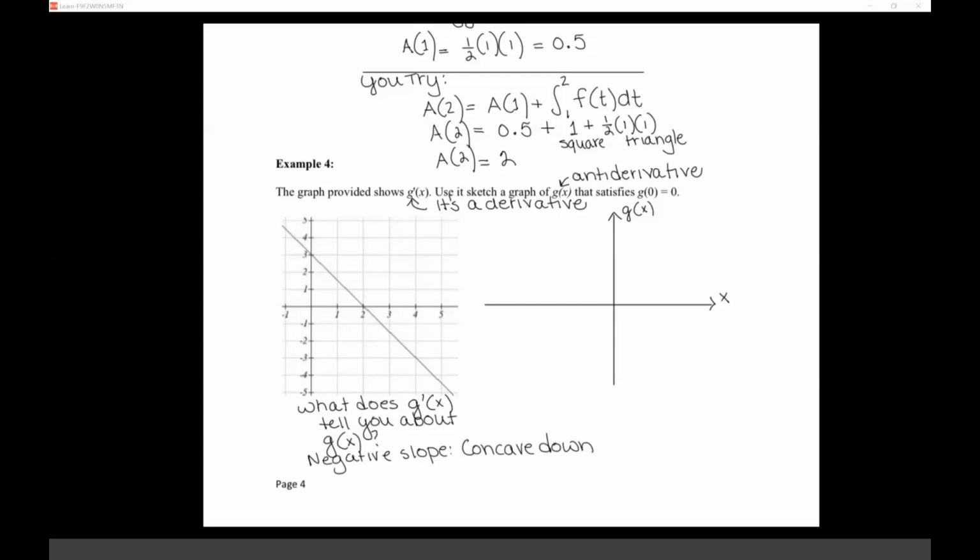What about this? This says g prime of 2 equals 0. What does that tell you?